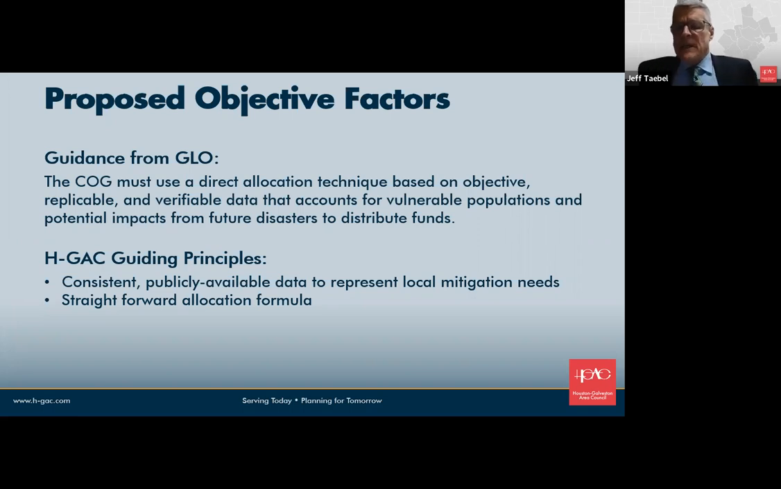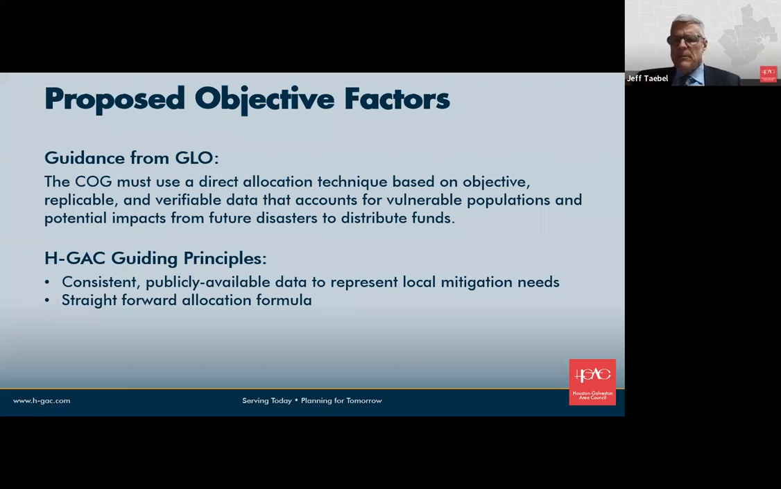I'll note that some of the General Land Office allowable factors include something called an index, where there may be a bunch of different categories that are rolled into a number or some sort of a score that a jurisdiction, city or county would get. We believe that the formula ought to be simple enough for people to check our math. And when we do put the draft method distribution out, we will illustrate specifically how each of the factors that we select impact each community and relate to the allocation they will be receiving.